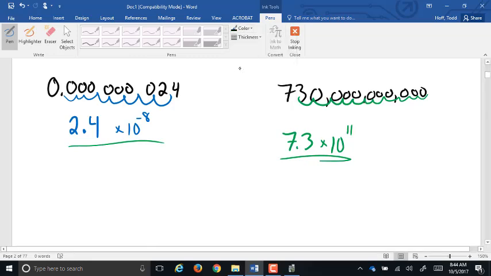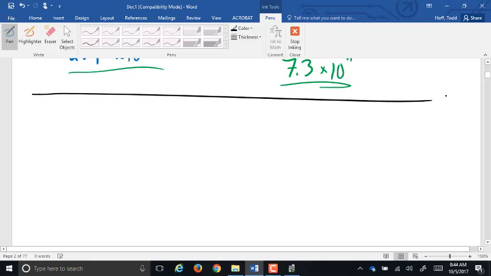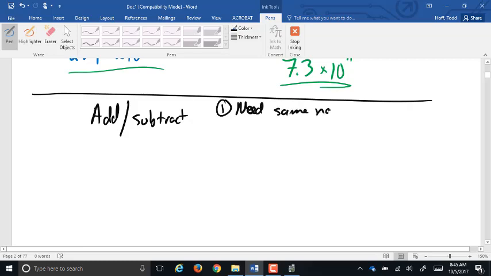Okay. Well, now that we have that, let's take a look at calculating with it. Remember, when we add or subtract, we need the same name. For fractions, that was common denominators. For whole numbers, it was the same unit or even the same place value. That's where we lined up the columns to add and subtract. And then we combine the counts, but once we combine the counts, we keep the same name.